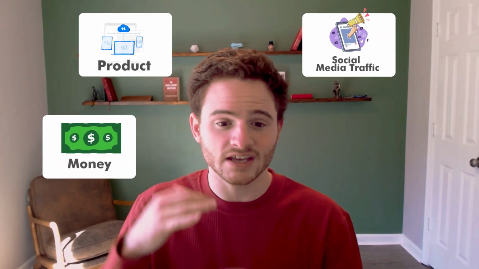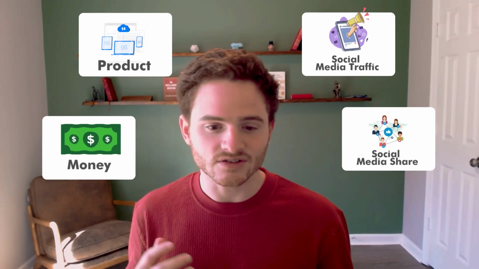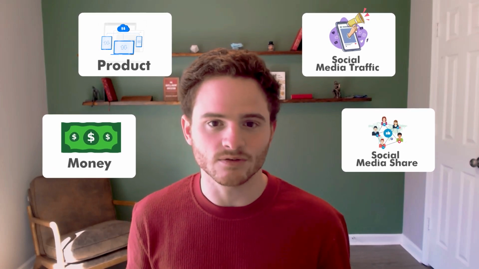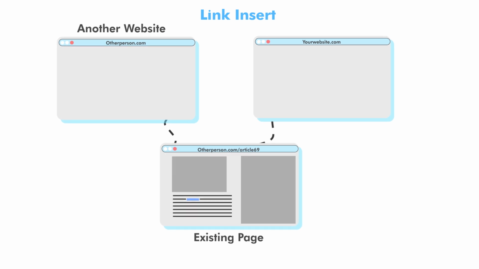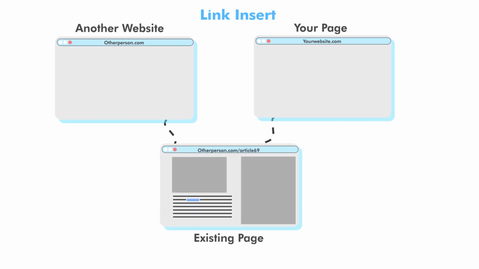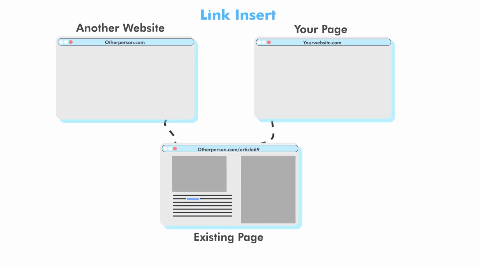Pretty basic. Now, typically this is exchanging money or monetary compensation for them adding the link onto their page. Sometimes it can also include other incentives, so sending a product to them, or sending social media traffic, social media shares to that article. There's all kinds of ways that you can incentivize someone to add a link on an existing page on your website. So that's a link insert: adding a link on an existing page on another website that's going to link to your page on your website. This is just to increase the rankings on that page.